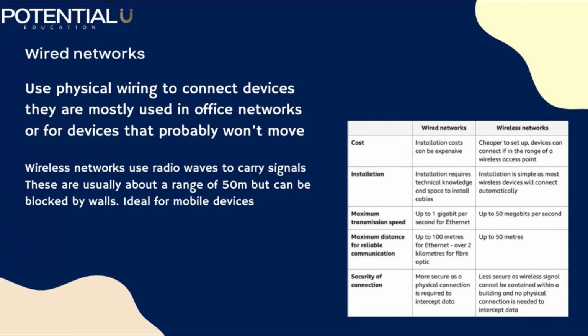And the maximum reliable distance is up to 100 meters for just Ethernet, which is coaxial cable, so that's a copper cable. However, 2 kilometers for fiber optic, which is lights going down bendy pieces of glass, to put it simply.